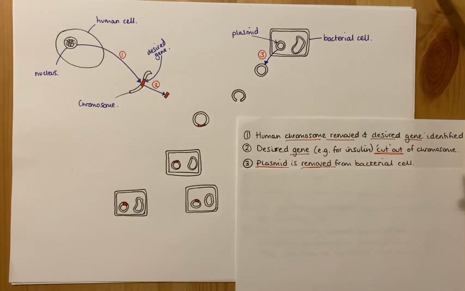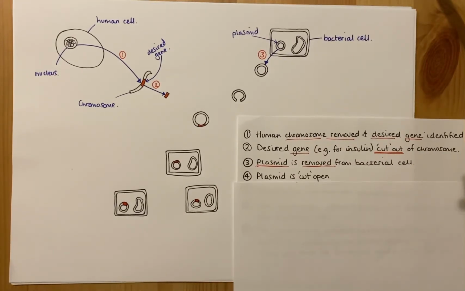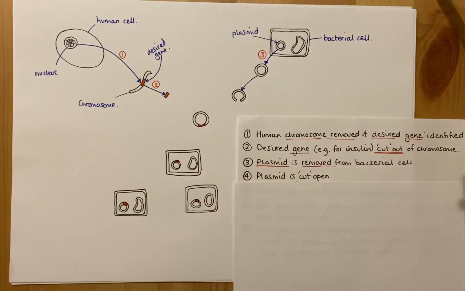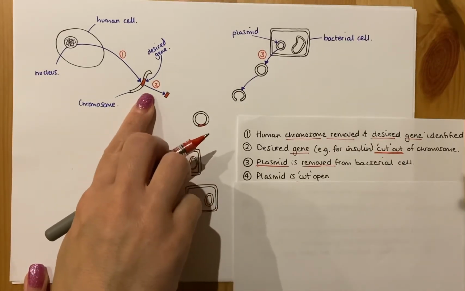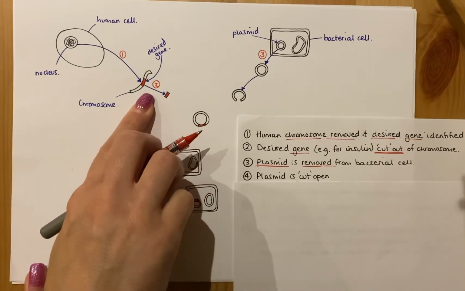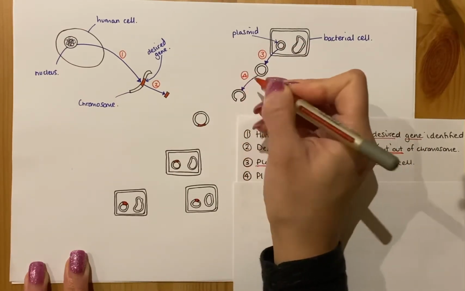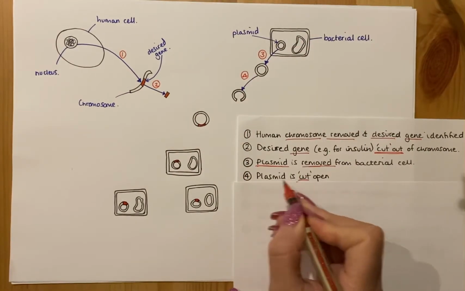The next stage below that is that the plasmid has been cut open. It looks a bit like a horseshoe and it's been sliced open. Just the same as that gene that we cut out from the human chromosome was cut out using enzymes, so is this one. So that's stage 4, that plasmid is cut open.